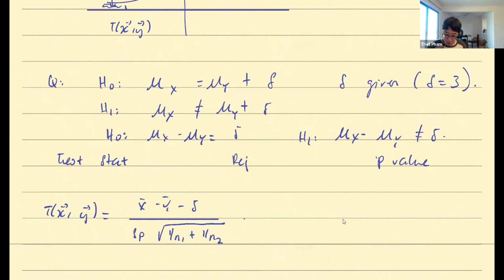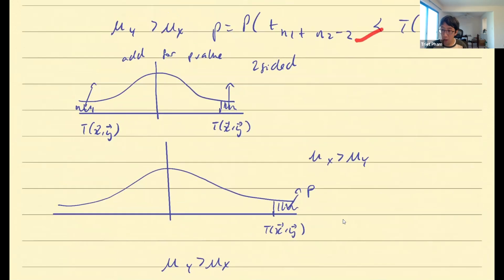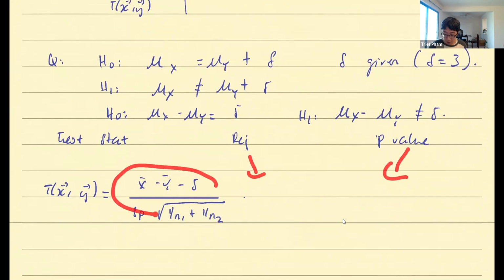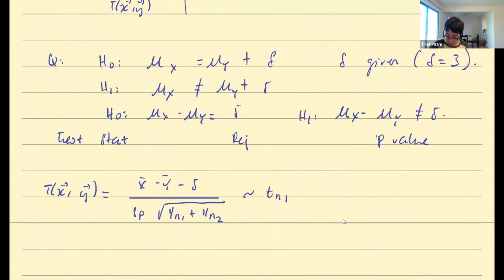And the rejection region is the same as above. The reason is, once you construct the right test stat, it has the same distribution, which is t with n1 plus n2 minus 2 degrees of freedom under the null. Because under the null, this delta vanishes, and so you get exactly the t distribution. So the fact that you add an artificial delta in there doesn't change anything. Any question?